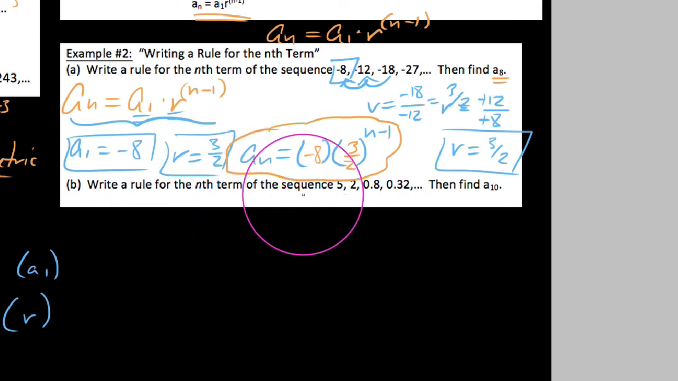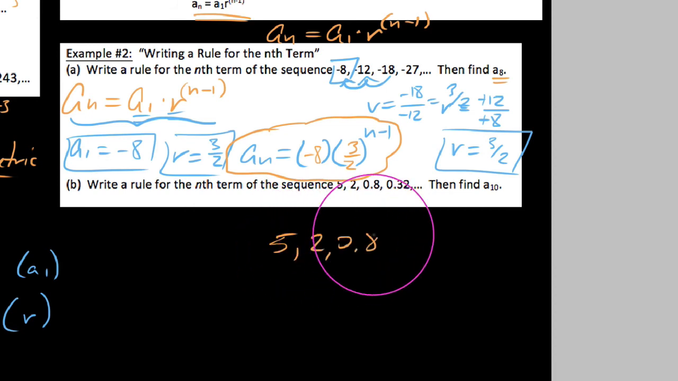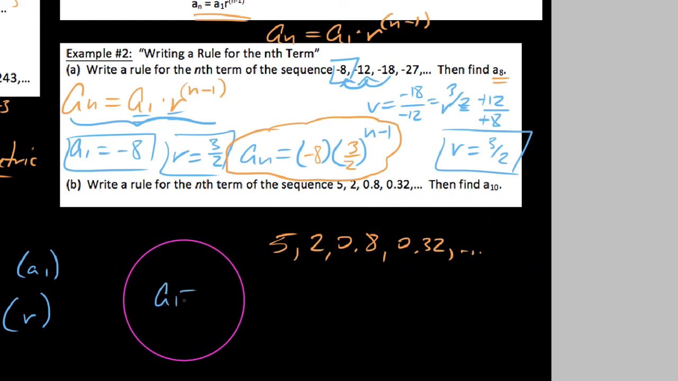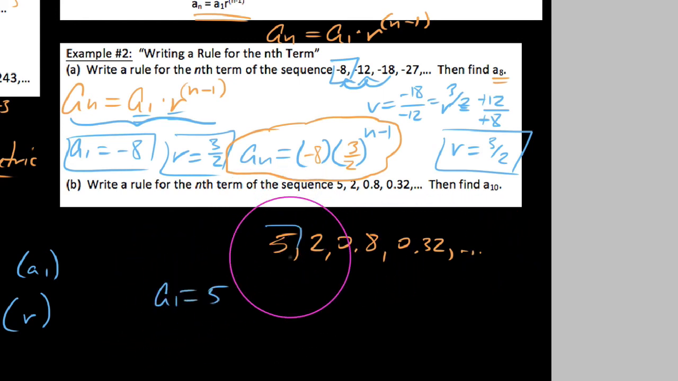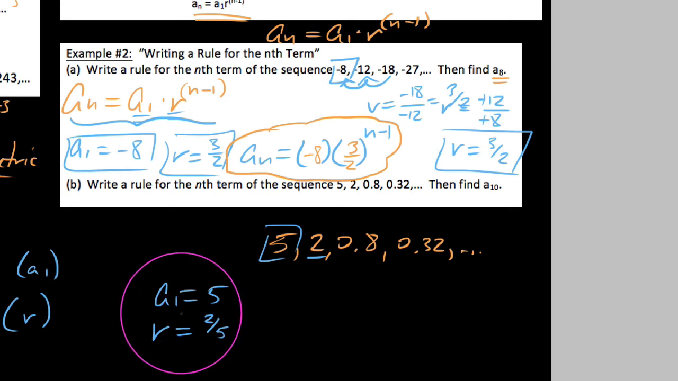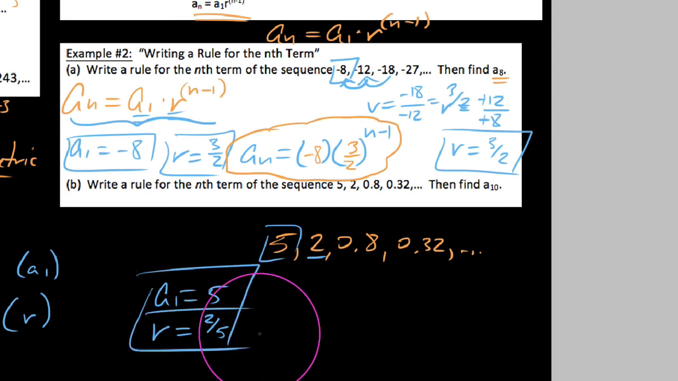So we'll try this again here. We'll say write a rule for the nth term of the sequence here, and we have 5, 2, 0.8, 0.32, and so on and so forth. Okay, so let's start with this. We need a_1 here, and that's 5. We need r. Now r, we'll just pick two numbers here like 2, and we say 2 over the number right before it, 2/5. These are our first term and common ratio respectively.